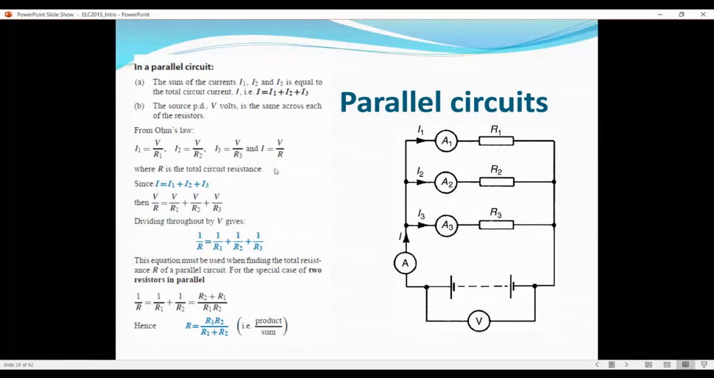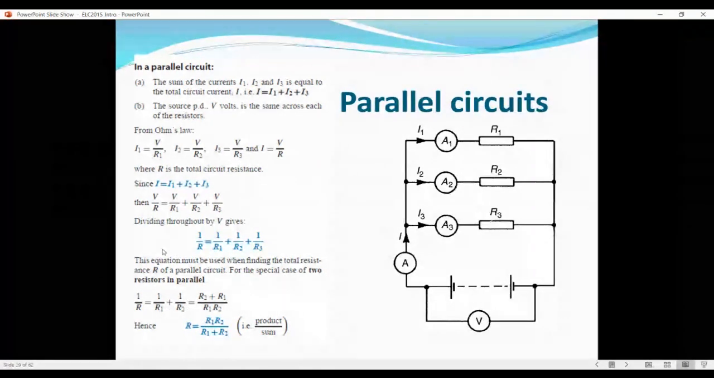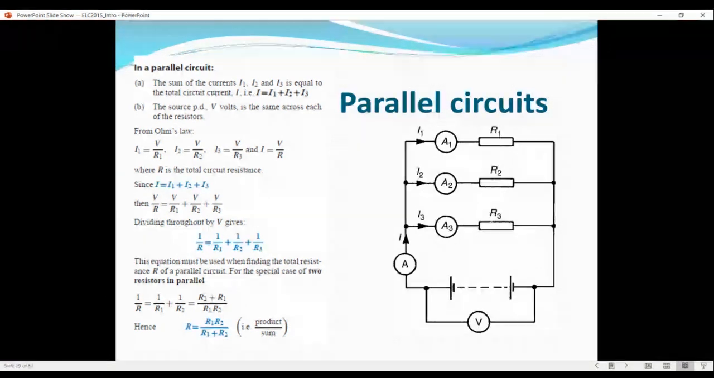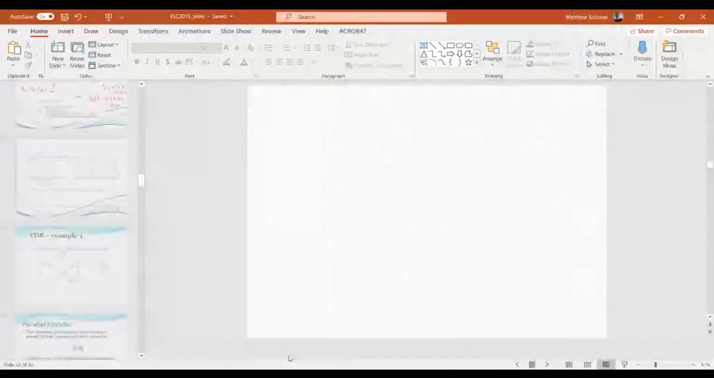Obviously, we all know this, and that's the total current. But what I want to introduce to you is a new thing, the product sum rule. If you have two resistors, this is a special case for two resistors, mathematically you can quickly find the equivalent resistance by taking the product of the two resistors, divided by the sum. So in the previous example, if you remember, let me just show you that again.